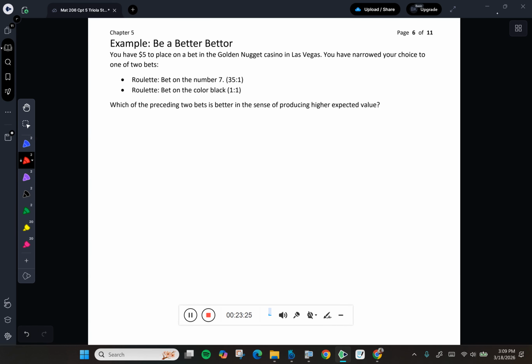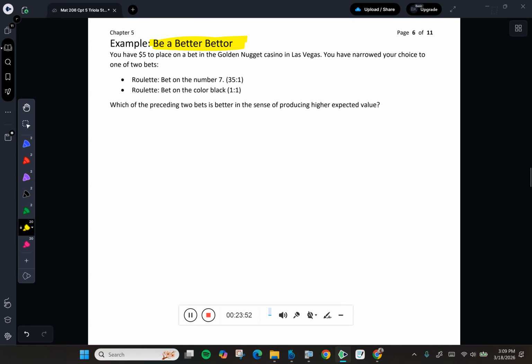All right, so here's our example. Here's the idea. Now, I'm going to preface this by saying that I do not condone gambling. I am not telling you that you should use your knowledge from stats to go to Vegas and become a gambler. But at the same time, I will acknowledge that people do gamble. So let's look at the layout of this.